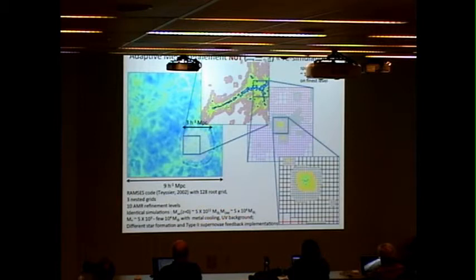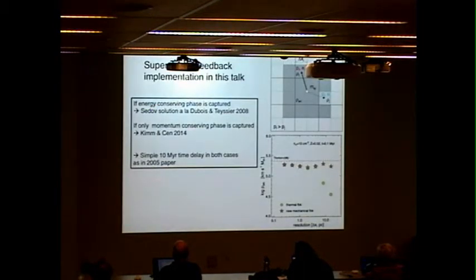And what we did is that we included different star formation recipes, and also two different type II supernova feedback implementations. I don't have the time to go into the details of this. I would just say briefly that the first one is that we used the Dubois and Teyssier 2008 formalism, where we just put the energy in after a 10 megayear time delay in our simulations. And then we compare that to the Kim and Ostriker prescription, which self-consistently checks whether or not we are able to capture the energy-conserving phase, in which case the same model is used. Otherwise, we use a momentum-conserving phase. And here is a resolution study available in the Kim and Ostriker paper that shows that if you have enough resolution, these two things converge to the same answer.